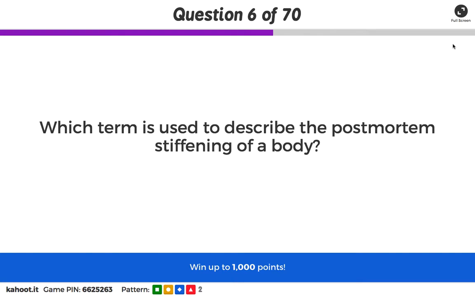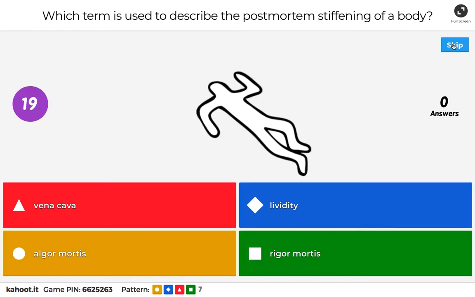Ooh, Unit 1. Oh God, I'm gonna miss that one. But no, I didn't know it. I thought it was rigor, because I thought rigid was like stiff.